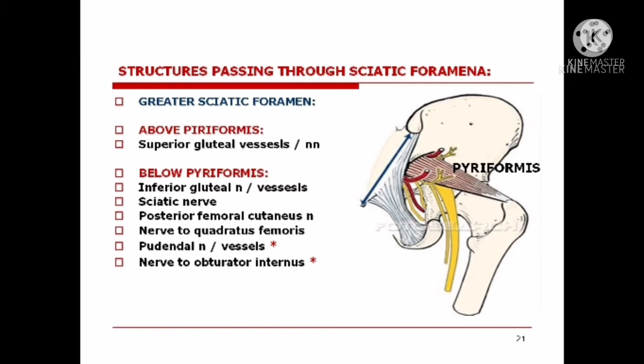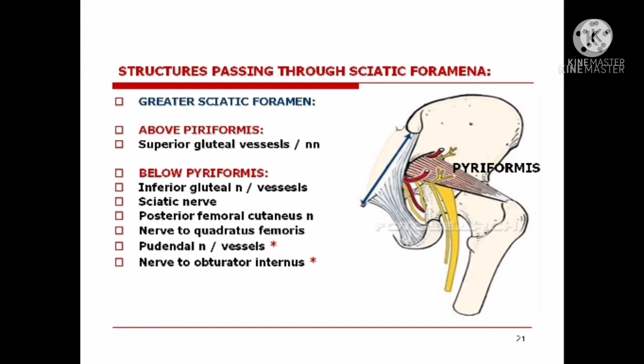Now, these structures in passing through the greater sciatic foramen are divided into two: the structures above and the structures below the piriformis. The structures passing above the piriformis are superior gluteal vessels, that is the artery and the vein, and the superior gluteal nerves. The structures passing below the piriformis are the inferior gluteal vessels and the inferior gluteal nerves. The sciatic nerve, the posterior femoral cutaneous nerve, and the nerve to quadratus femoris all pass through the sciatic foramen.